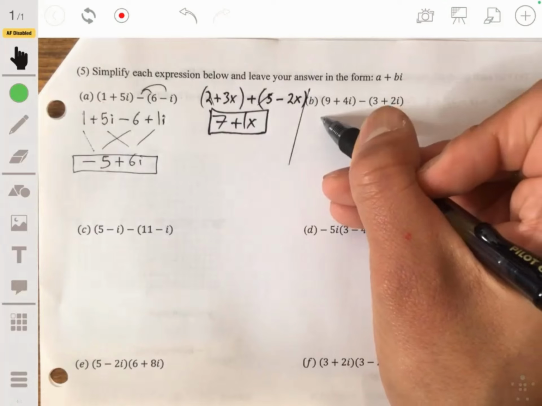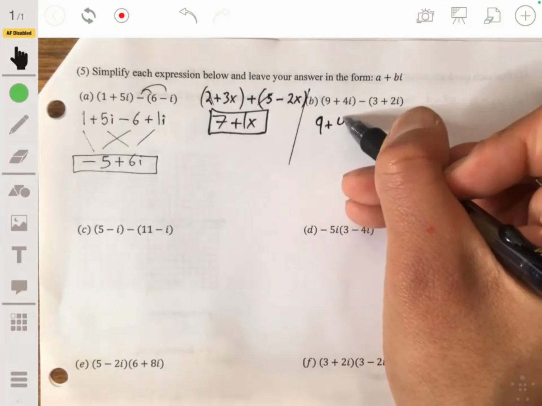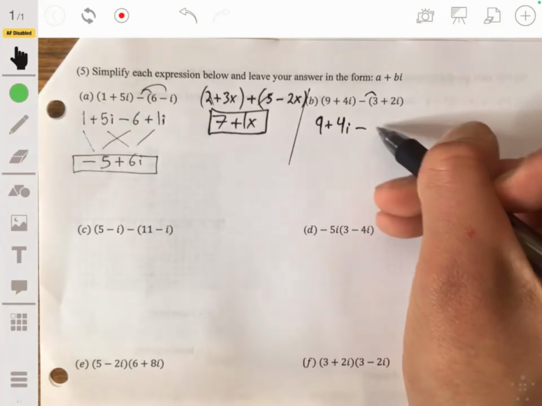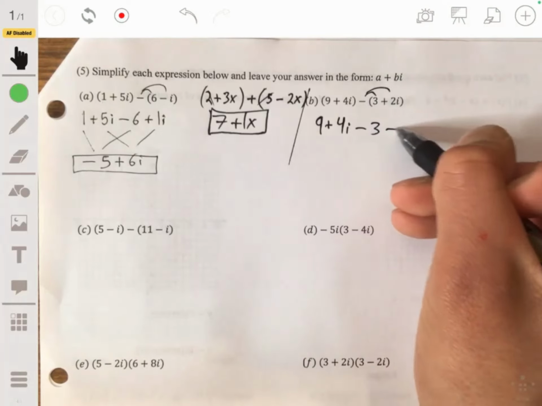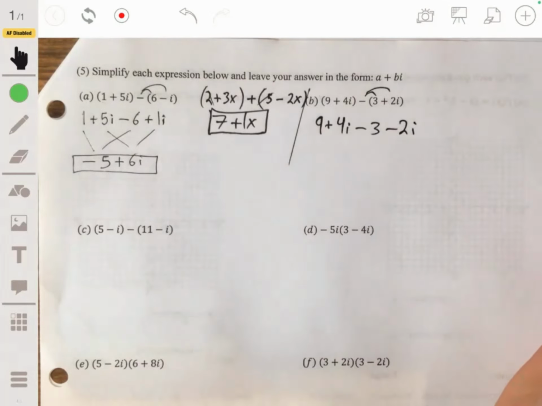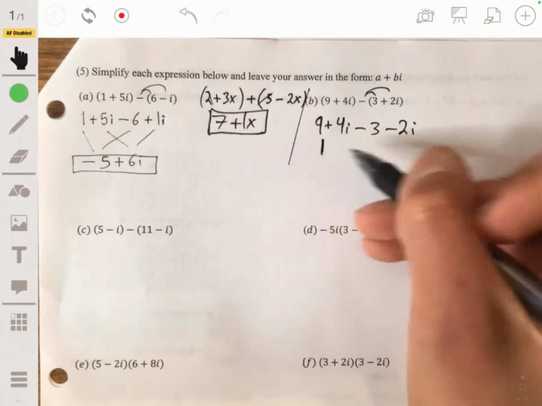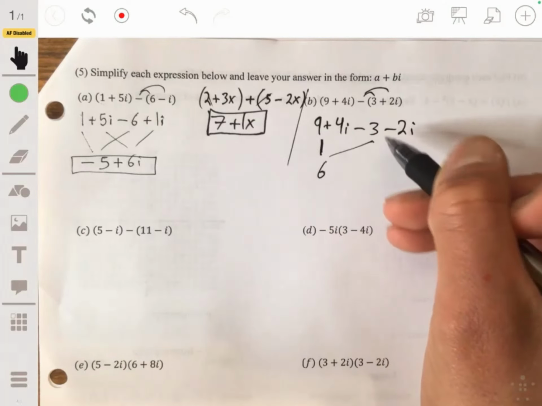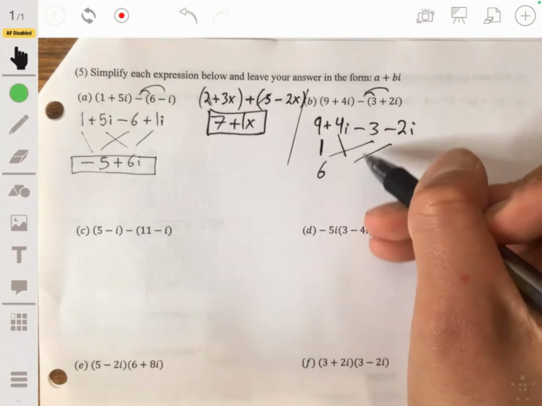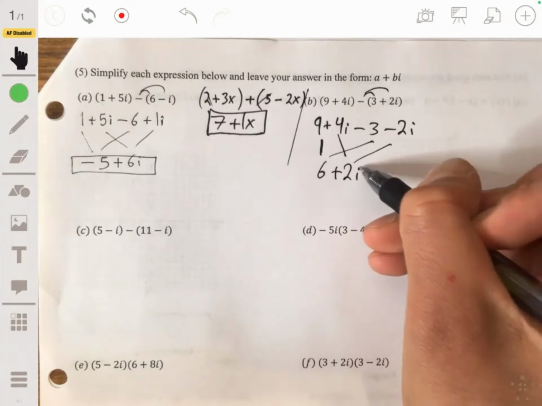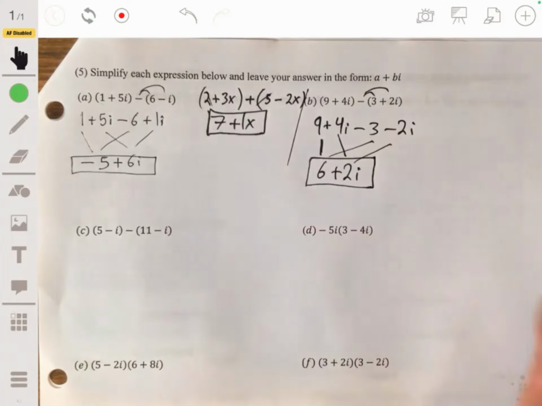Next one, taking away the parentheses, we get 9 plus 4i minus 3 minus 2i. Combine the 9 and the -3, 6. The 4i and the -2i make 2i. So we get 6 plus 2i.